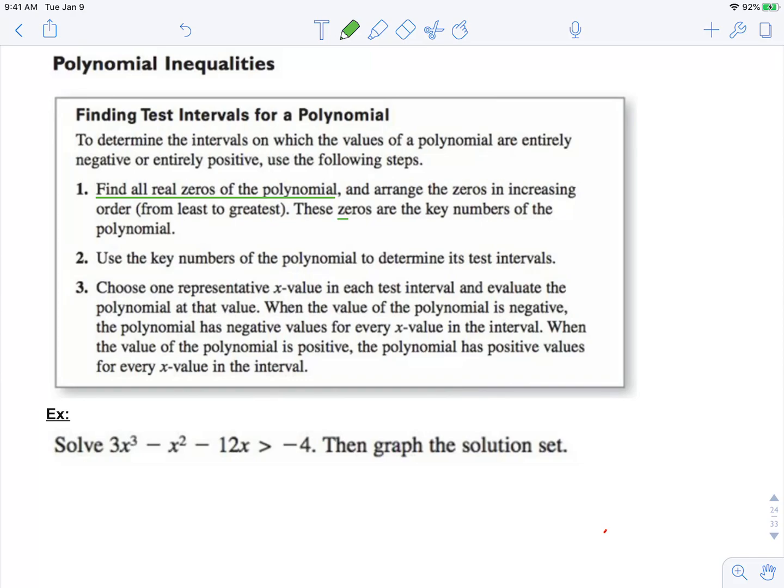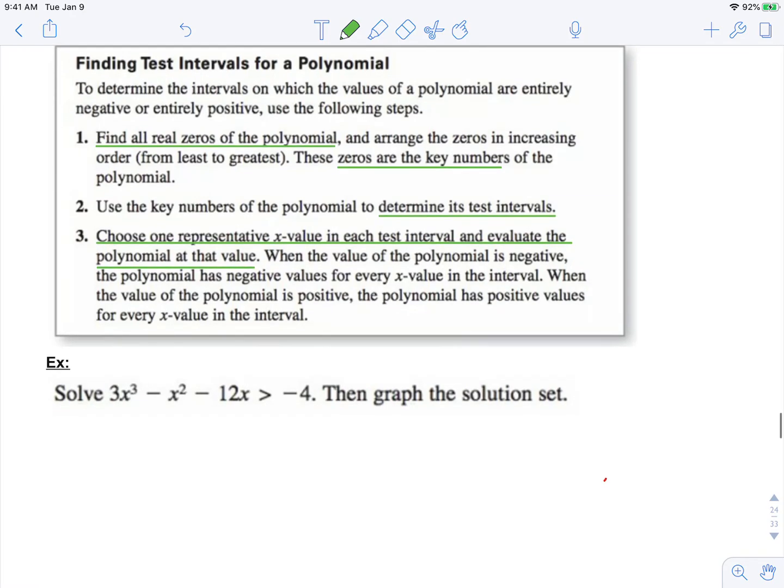These zeros are called the key numbers. Then we'll use the key numbers to determine its test intervals. Then we choose one x value in each test interval and evaluate the polynomial at that value. When the value of the polynomial is negative, the polynomial has negative values for every x value in that interval. When the value of the polynomial is positive, the polynomial has positive values for every value in the interval.